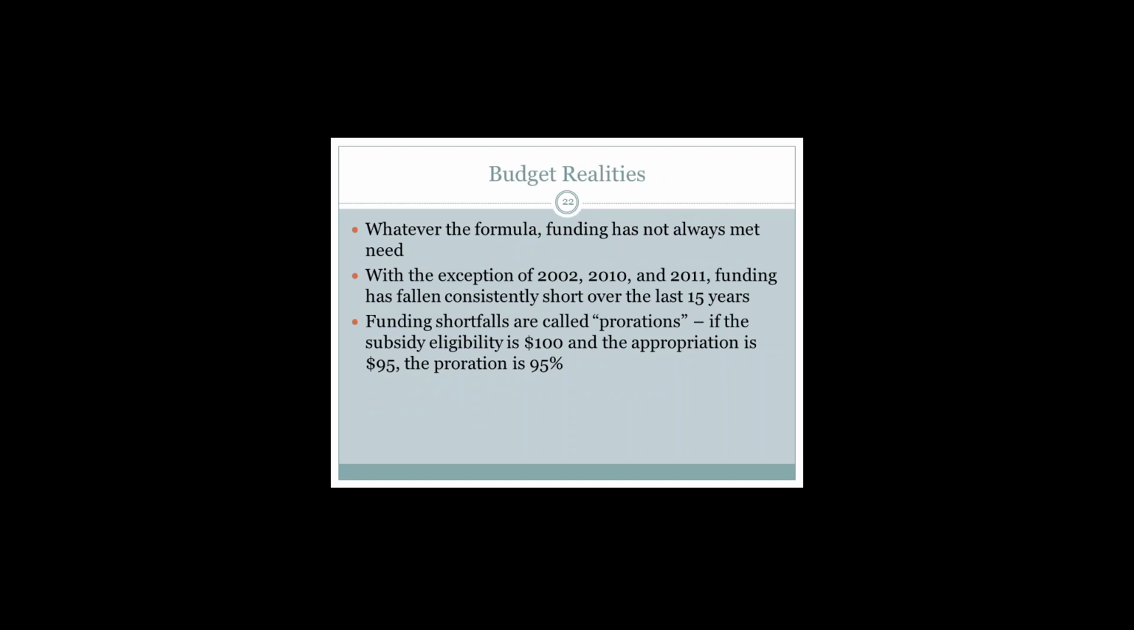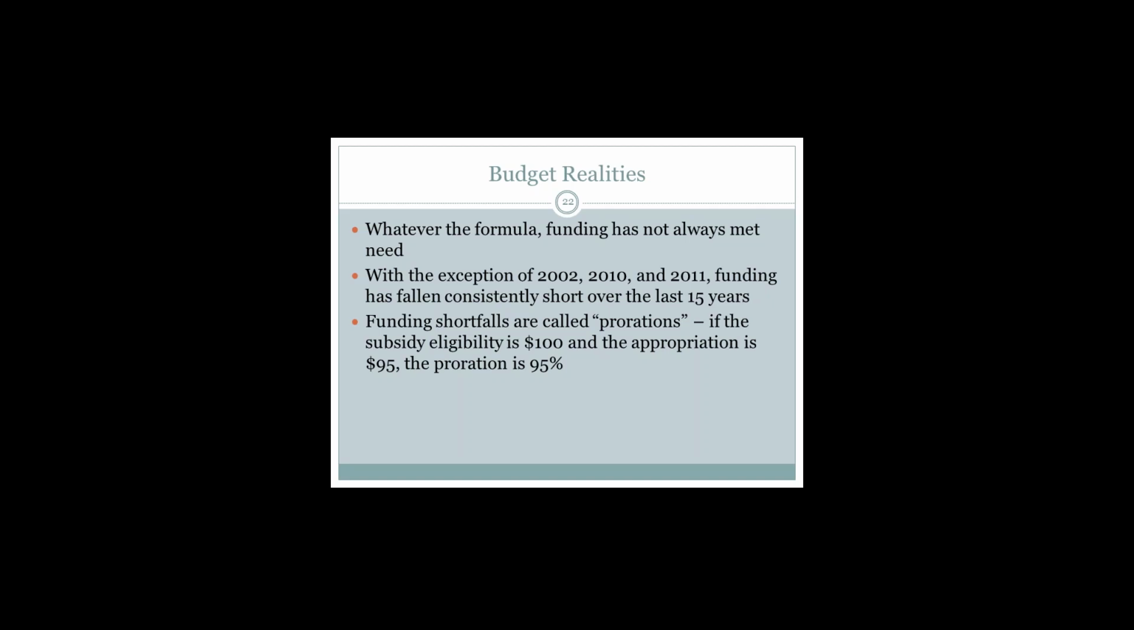So, budget reality. Whatever the formula, the funding has not always been met with its full need. With the exception of about 3 years, during the last 15 years, there's been a significant shortfall. Congress views public agencies as public agencies and thinks it's okay to short fund them because they are public entities. They do that in the form of prorations. If the operating subsidy is eligible for $100, the appropriated amount may be $95, meaning that the proration is 95%. So it's been very challenging for housing authorities.